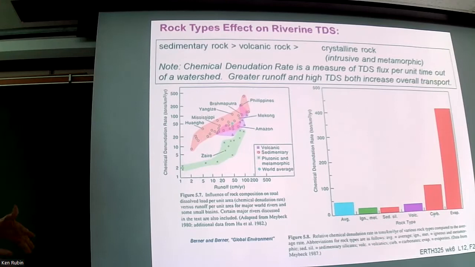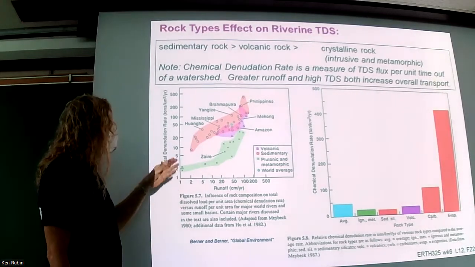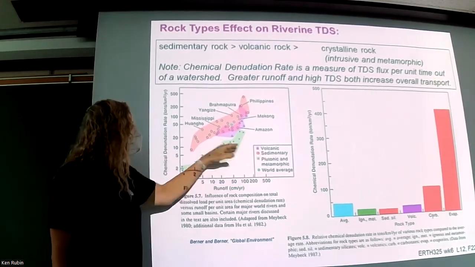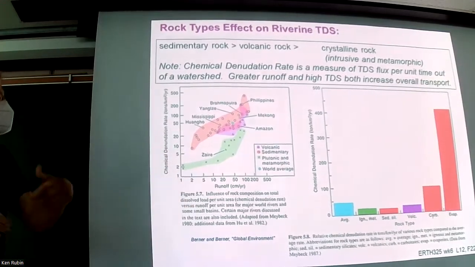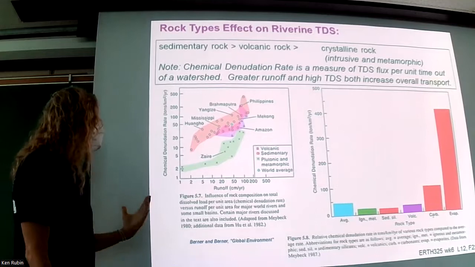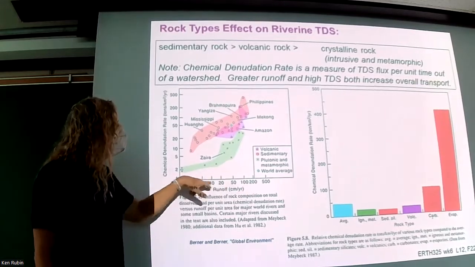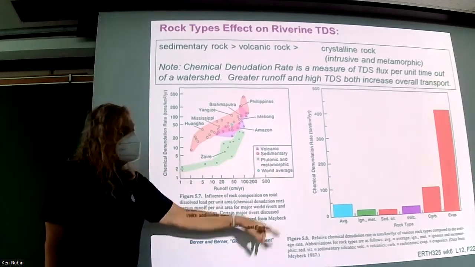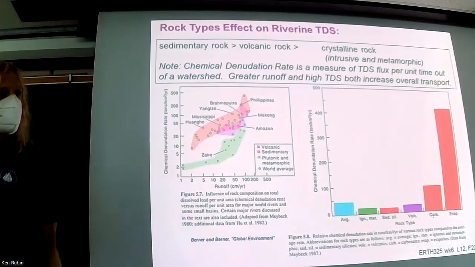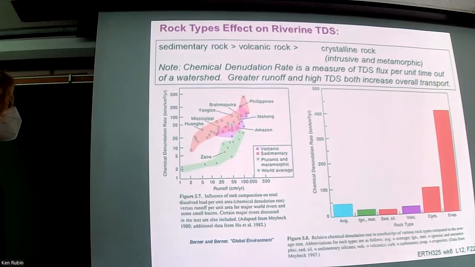Now we're looking at the rock types, okay? We see that in terrains that have sedimentary rocks, that's this orangish, pinkish color, that's the highest rate of material coming off the continent for a given runoff. Purple is volcanic terrains, and green is plutonic and metamorphic rocks. Think Sierra Nevada, for instance, or the Alps.